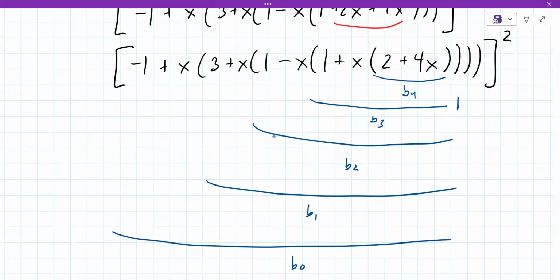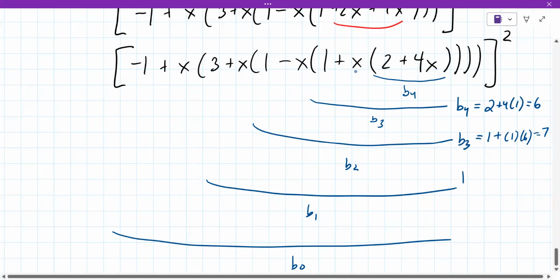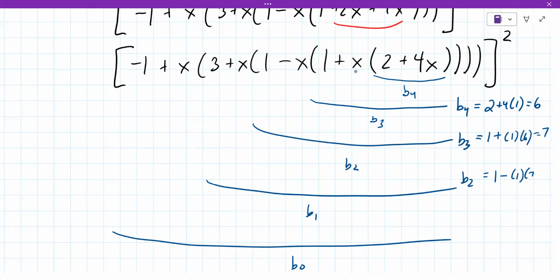So B4 is equal to 2 plus 4 times 1, which is 6. And then B3 is equal to 1 plus, and then your X is this right here, which is 1 times the number you just found, which is 6. So that becomes 7. Your B2 is 1 minus X, which is 1 times the 7, which is -6.